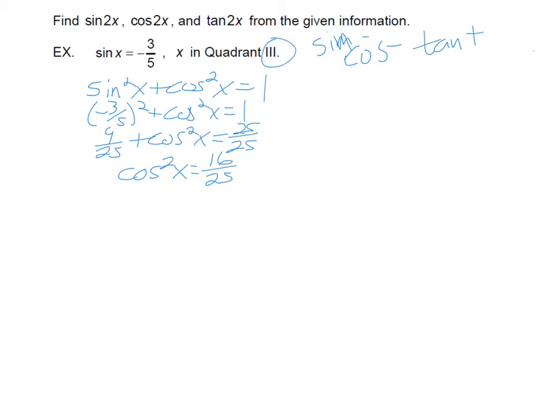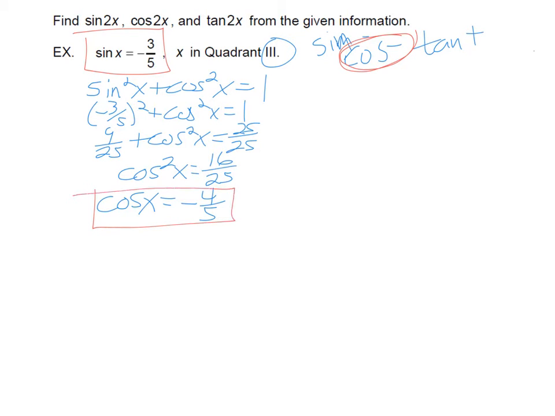And then we need to square root both sides. Now remember, when you square root both sides of an equation, you have plus or minus in front of the answer. But we know that we only need the minus because the cosine is negative in quadrant 3. So when we square root both sides, we're going to use cosine is -4/5, square root 16, square root 25. Okay, so I've got sine is -3/5, I've got cosine is -4/5, and now I have what I need to use the double angle identities.